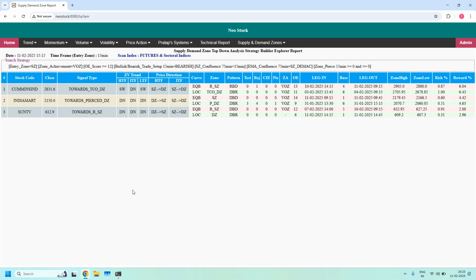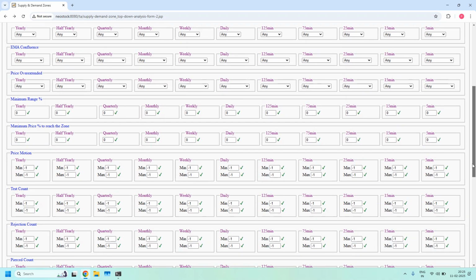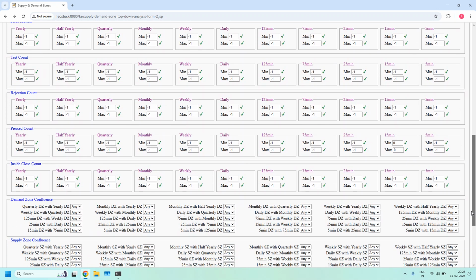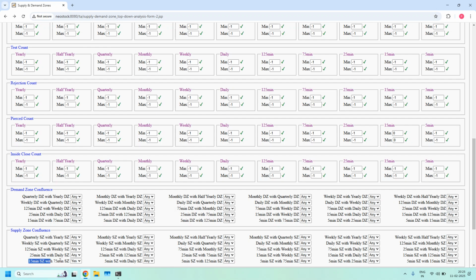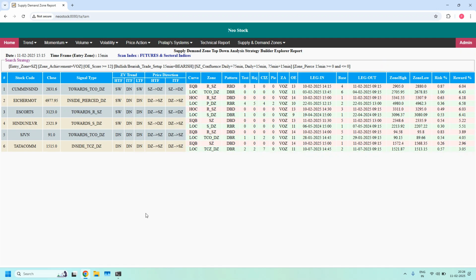Next, we should look for LTF, ITF, HTF supply zone confluence. So I am removing this EMA filter, which is ITF specific. Now we should focus on HTF specific. So in the supply zone confluence, first filter is already enabled. Second filter, 15 minute supply zone with daily supply zone confluence. 75 minute supply zone with daily supply zone confluence. With all the 3 filters, LTF, ITF, HTF supply zone confluence, we got 6 stocks.